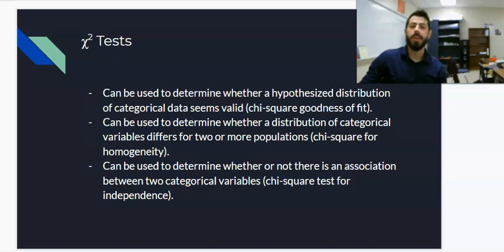The first one is a goodness of fit, which can be used to determine whether or not a hypothesized distribution matches up with what you have observed. There's the Chi-Squared test for homogeneity, which can be used to determine whether or not a categorical variable differs between two or more populations. And then there's a third version, which is a test for independence. It can be used to determine whether or not there is an association between two different categorical variables.